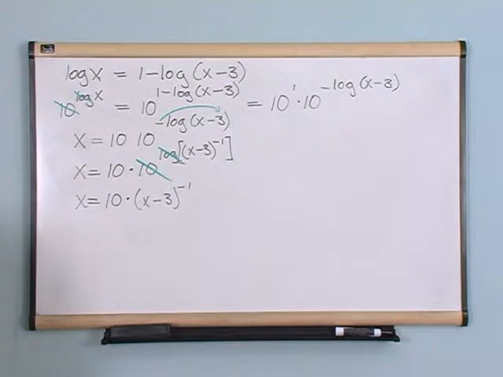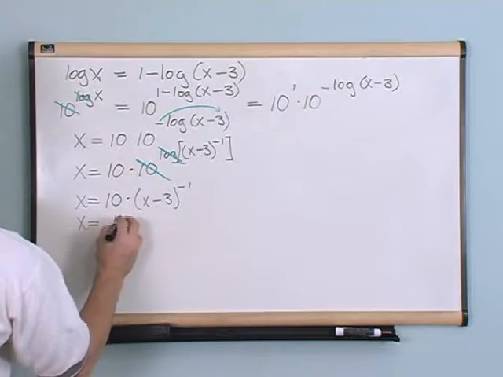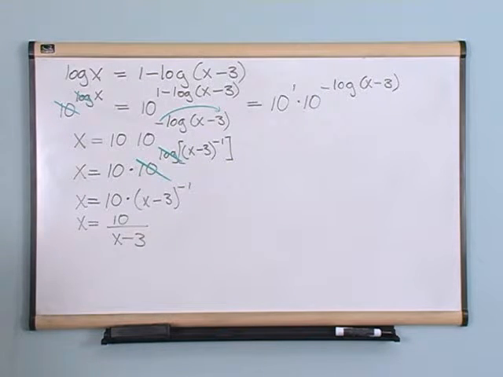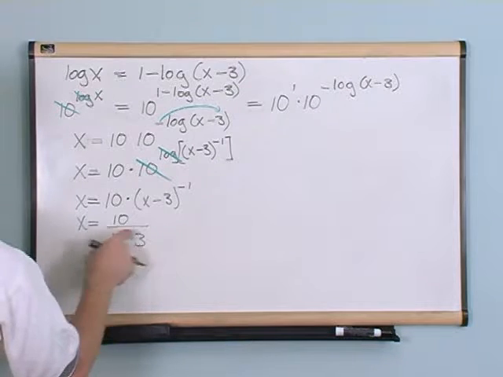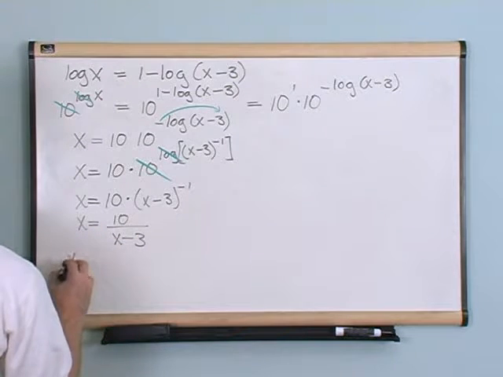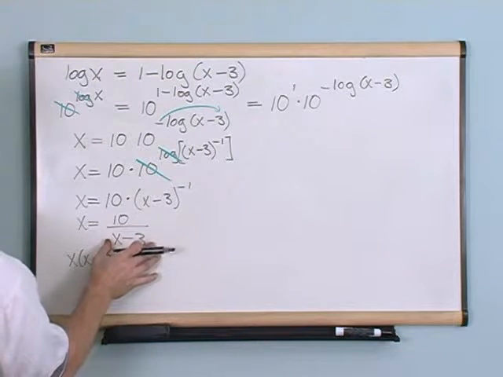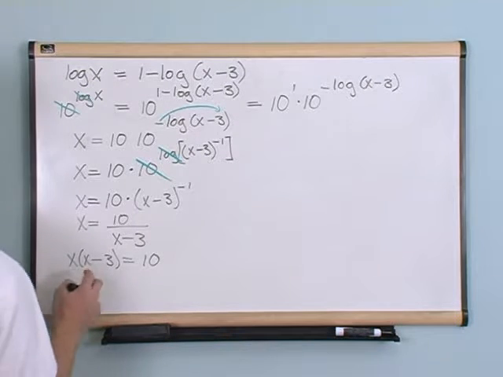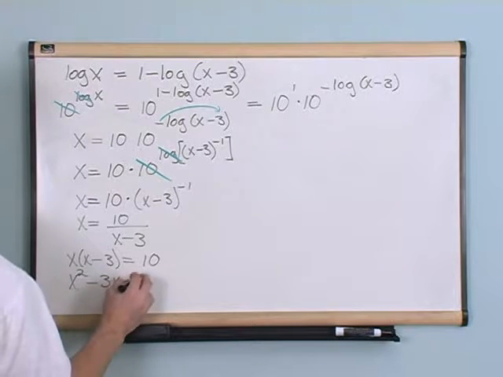Okay? So now what we have is x is equal to 10 over x minus 3. I just moved this to the denominator because it's a negative exponent. And I just cross-multiply. I multiplied both sides of the equation by x minus 3. So I'll have x times x minus 3 equals, this times x minus 3 is just going to give you 10 because it would have canceled with the x minus 3. So I'm going to expand this. This is x squared minus 3x equals 10.